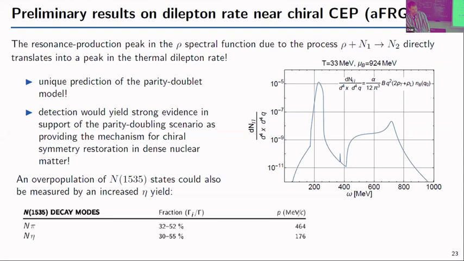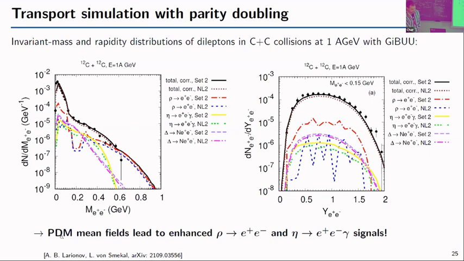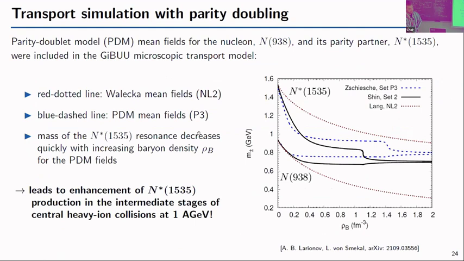And we actually put this hypothesis to the test, or rather Lorenz von Smekal and Alexei Larionov did the calculations here. They used parity doubling also in a transport code, the GiBUU, Gießen Boltzmann-Uehling-Uhlenbeck transport code, where instead of the usual formulation of the fields, which just depend monotonically on the density, as you see here with the red dotted line, the standard formulation generally used for nucleon and N star, where the masses just decrease with increasing density, they used the parity doubling formulation, which is the blue dashed line here. And you see in particular the mass of the N star drops rather quickly with increasing density.